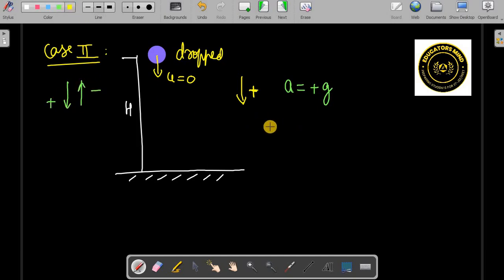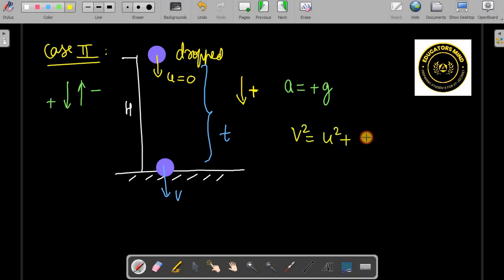Okay, so then what velocity it will have when it hits the ground, and what time it will take to reach, that we can calculate. What is the velocity and how much time it takes to reach. So directly we can calculate v square equal to u square plus 2gx.